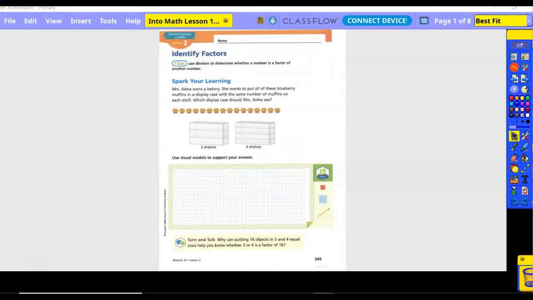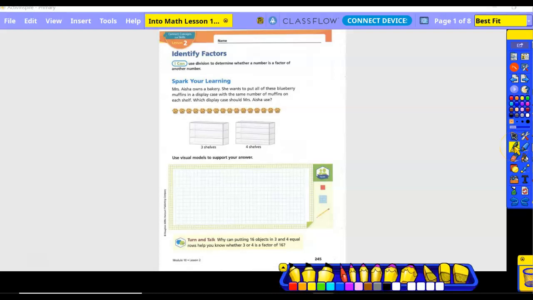Spark your learning. Mrs. Aisha owns a bakery. She wants to put all of these blueberry muffins in a display case with the same number of muffins on each shelf. Which display case should Miss Aisha use? Okay, so first of all, we have to figure out how many muffins there are. So how many total muffins are there? There's 16 muffins, right? Okay.